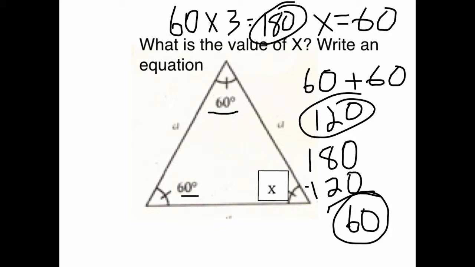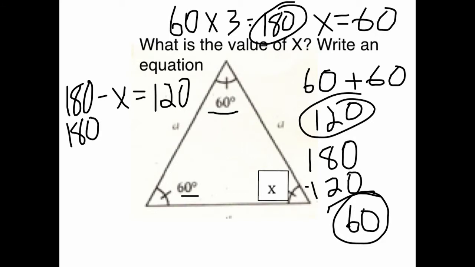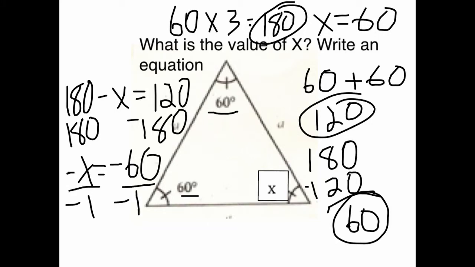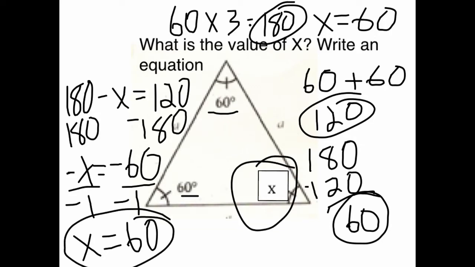All right, if we want to write an equation, I want to think of adding these two things together, and I could write it as 180 minus x equals 120. And let me show you how that works. All I have to do here is solve for x. Subtract 180 from both sides because it's positive. If I do that, I get negative x equals negative 60. Now, if I divide by negative 1 to get rid of that negative, I have x equals 60, which makes sense because 60 degrees is our missing piece.